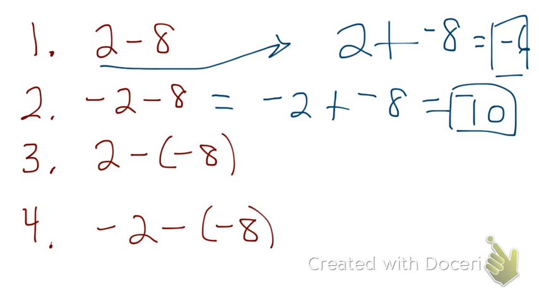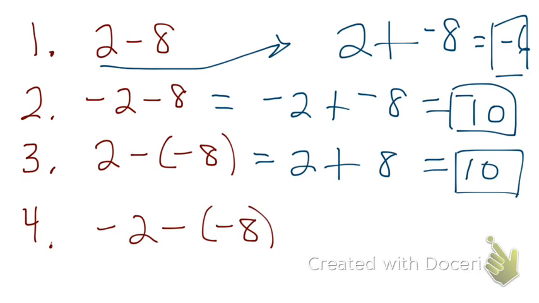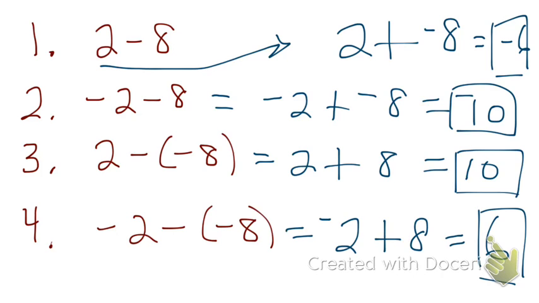And on number 3, we're going to add the opposite. That's going to be 2 plus positive 8, which of course is 10. And in the last problem here, we'll have -2 plus positive 8. And there you're going to get 6. And that is the end of this lesson.